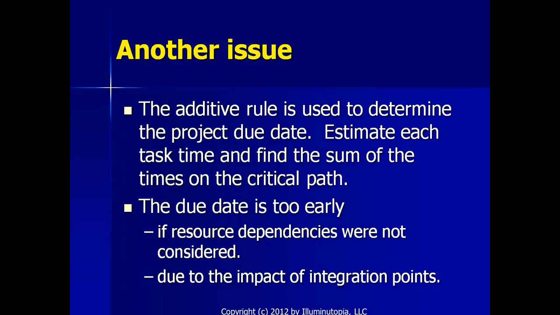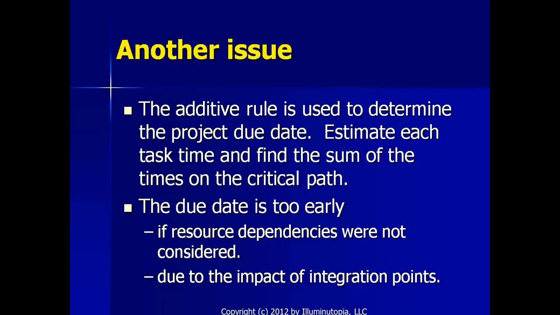Another issue that we have to consider is the following. The additive rule is used to determine the project due date. We estimate each time, and we sum the times on the critical path. Critical path was a method for managing projects, PERT and critical path, which looked at the longest sequence of task dependencies to manage the project.